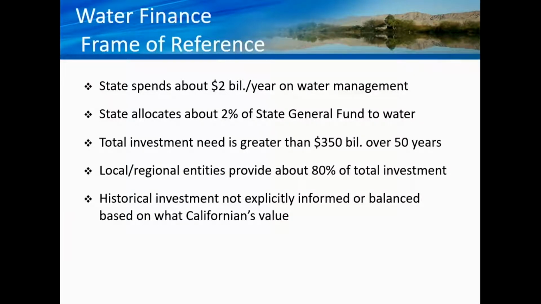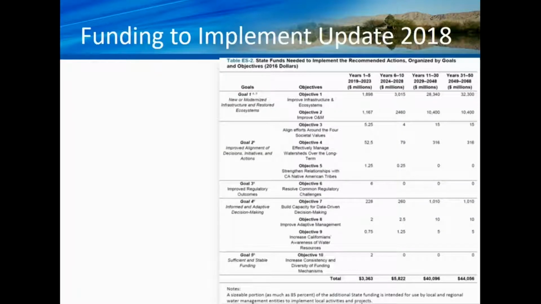That's $350 billion. That's a lot of money, I would say, but it really isn't when you look at the total of what we support. The local and regional entities provide about 80% of that investment, so the state is a small player in this world. And the historical investment is not informed or balanced based on those values, so we're trying to change that dynamic in the water plan.